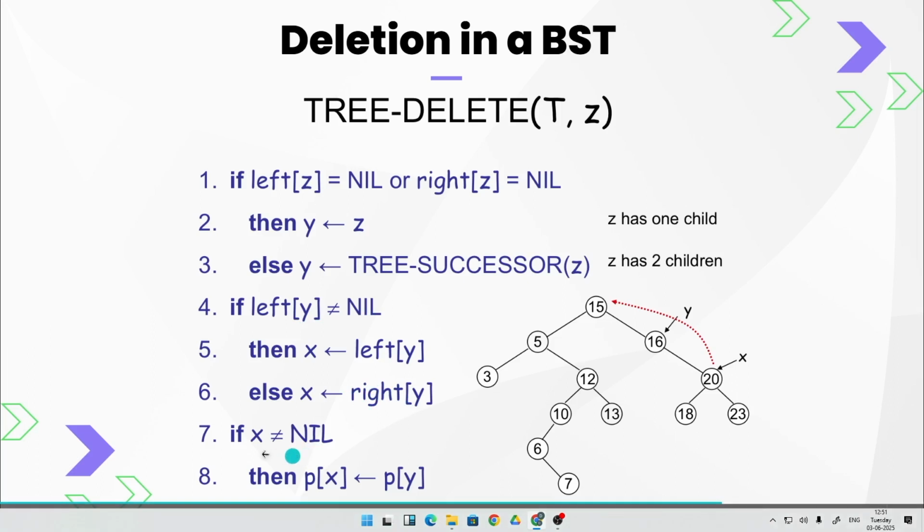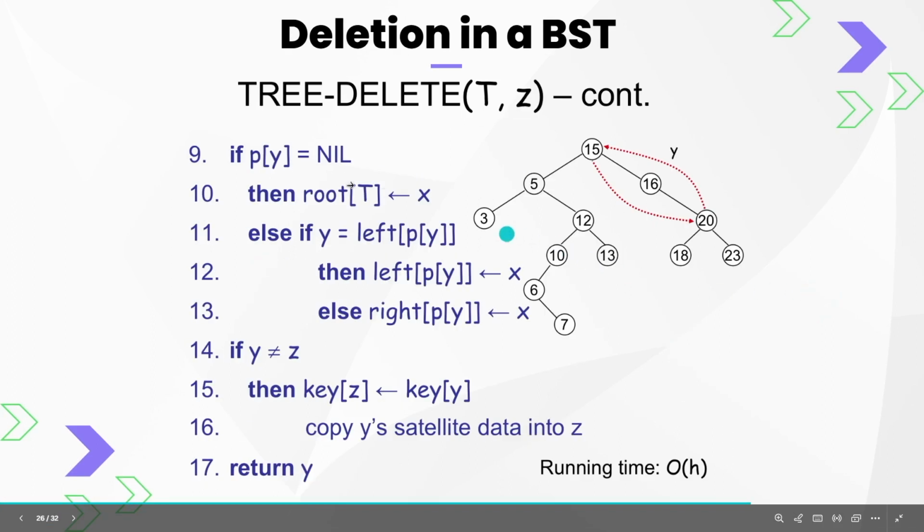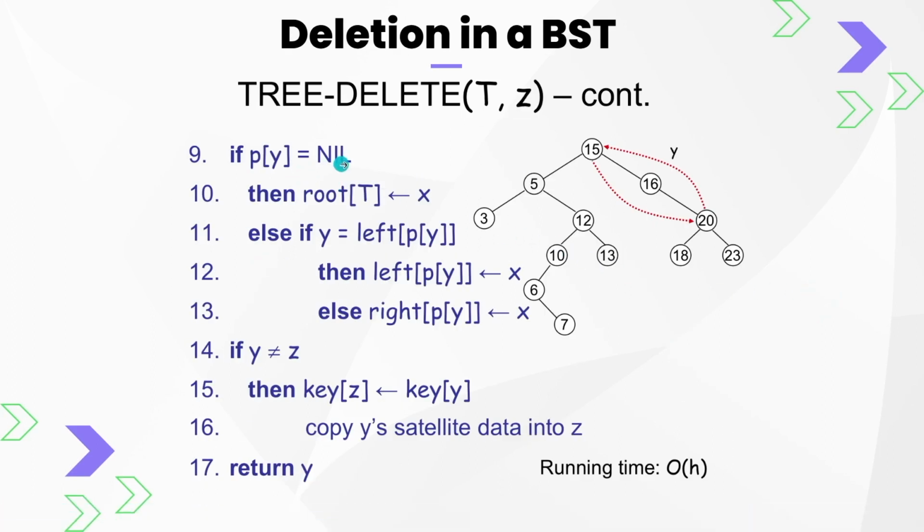There is another possibility, that if X itself is not null, in that case we make the parent of Y to be the parent of X. If the parent of Y is null, then we make X the root of the tree, and else if Y is equal to left of parent of Y, then we make X the parent of Y's left child, otherwise we make X the parent of Y's right child.